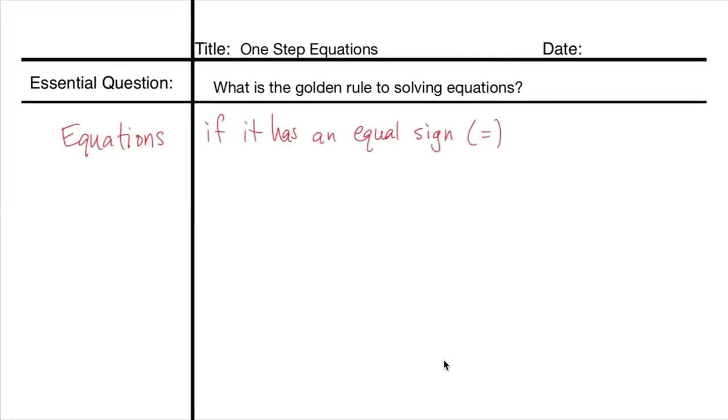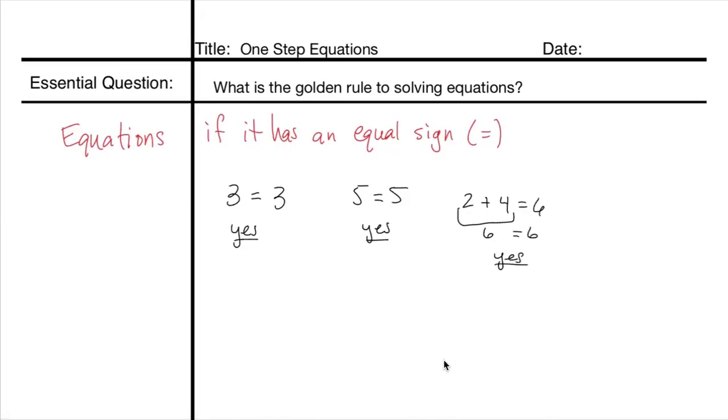So let's look here at some samples. We know that 3 equals 3. That's an equation, it has an equal sign. Does 3 equal 3? Yes, 3 does equal 3, so that's true. Does 5 equal 5? Yes, that's true. But then you can also say 2 plus 4. Does 2 plus 4 equal 6? Yes. Those look like two different things, but in reality, 2 plus 4 is in fact 6, and 6 does equal 6, so that's yes.